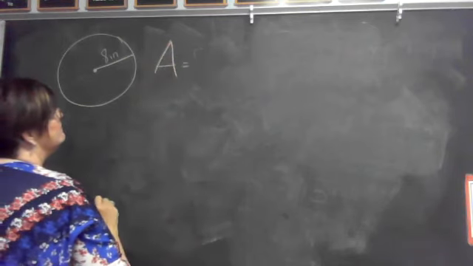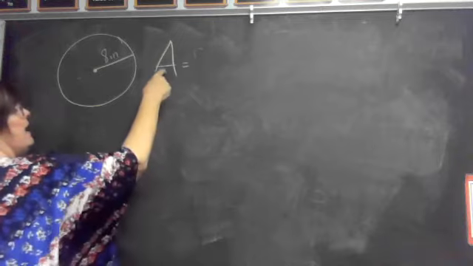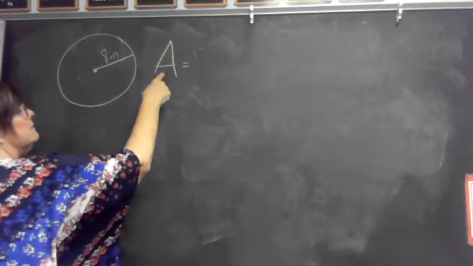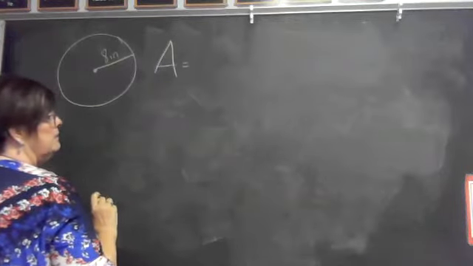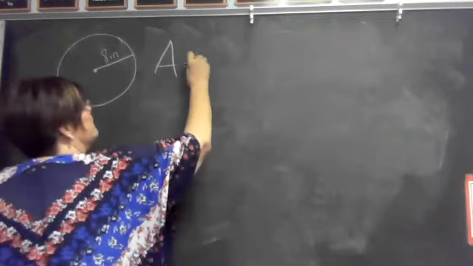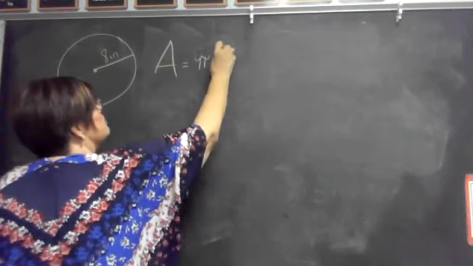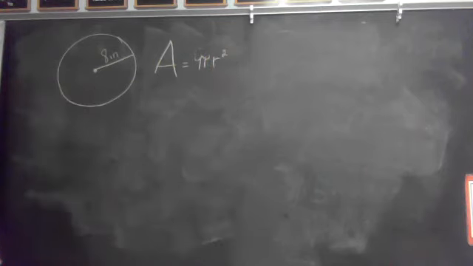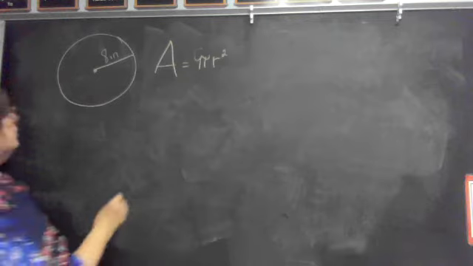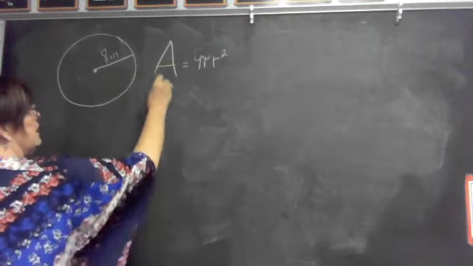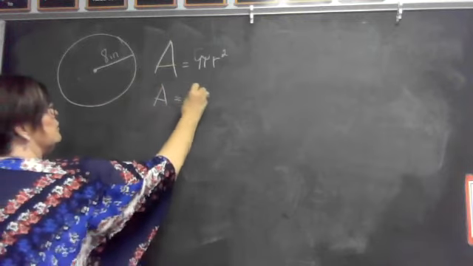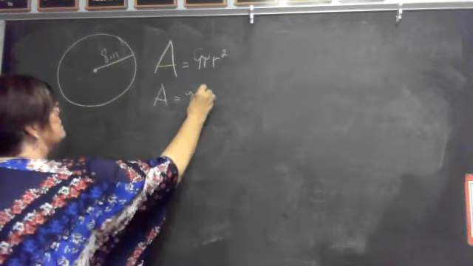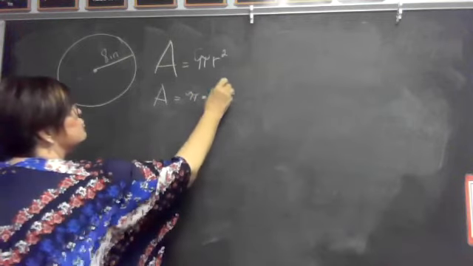Is it the area, A, is it pi r squared? Yes. Pi, r, and it's squared, okay? It says we're going to square the radius. And again, I'd like for you to use your pi button. So here's what we're going to do to find the area of this. Area equals your pi button times 8 squared.